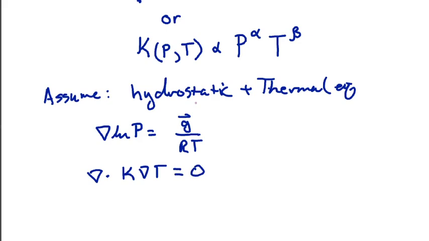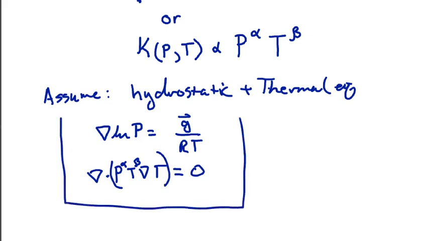But we have a functional form for our K here. We can replace this and use our P and T form. So that's P to the alpha power, P to the alpha, T to the beta. And this is a closed nonlinear system of equations.